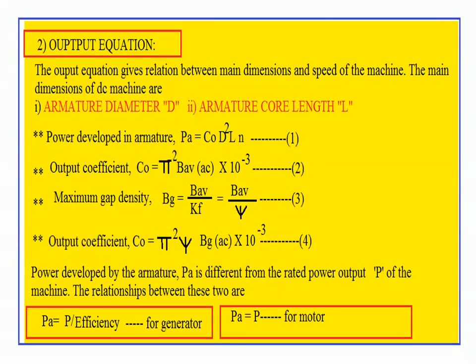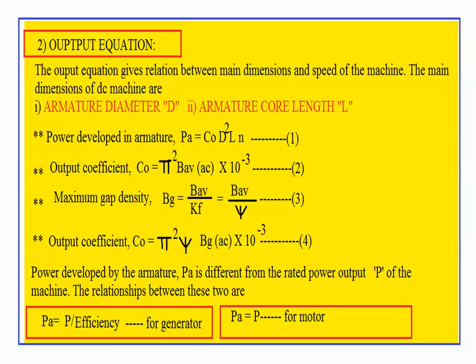The next part is the output equation. We already know it from earlier classes. The output equation gives the relation between the main dimensions and the speed of the machine. The main dimensions of the DC machine are the armature diameter, capital D, and the armature core length, capital L. So we have to review the output equation.